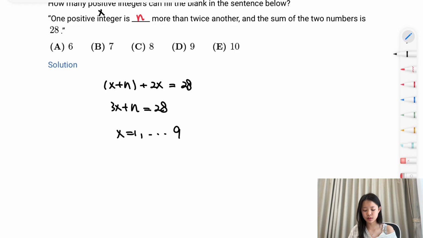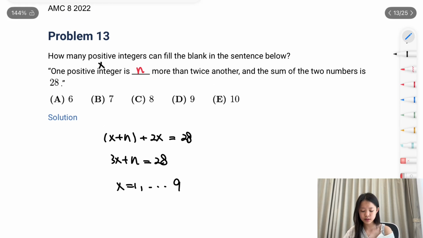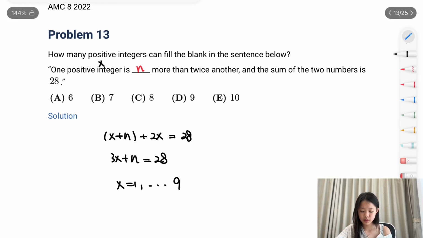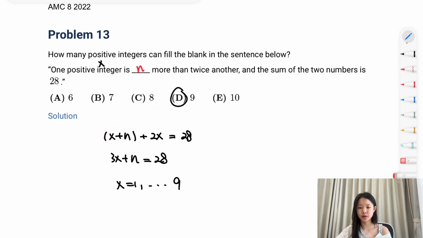And we don't really care about the value of n, since it is relatively easy to find a number for it. You just subtract 28 minus 3x. And so that means that there are only 9 possibilities of these numbers. For this problem, essentially what you need to do is write it out in this equation format, because then it's pretty easy to see the bounds of it.